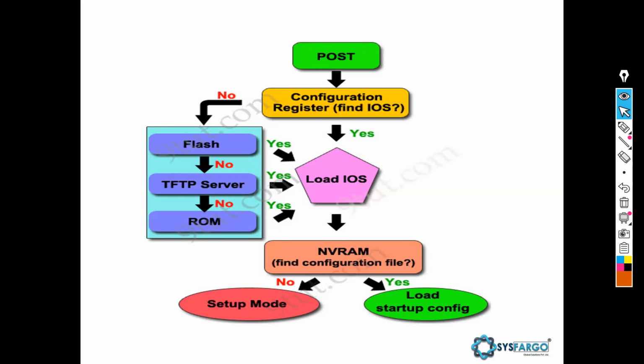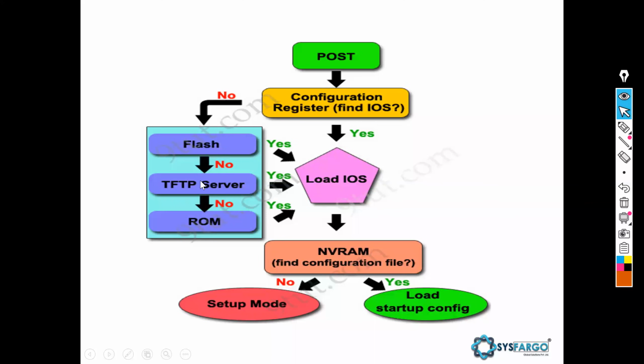It has to be configured in the router. By default, there is no configuration. You have to configure it so that whenever you turn on the router, it goes to the TFTP server and loads the IOS from the TFTP server. That's how it has to be configured.